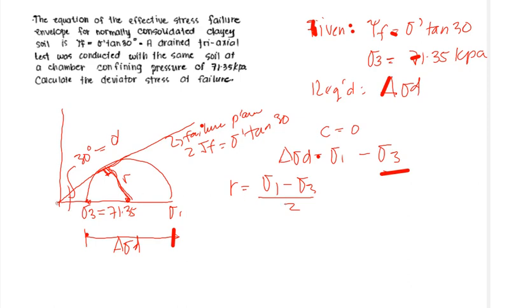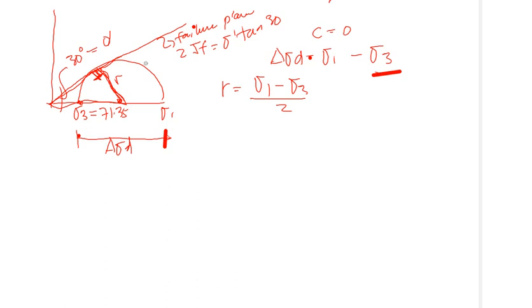And then pag mapapansin ninyo, this is a triangle. Meron tayong tangent dito. Pag kinuha natin yung triangle, meron tayong radius dito, and this is tangent. This angle is 30 degrees, and yung value nito is sigma 3. So hanggang dito yan, meron tayo dito hanggang sigma 3.